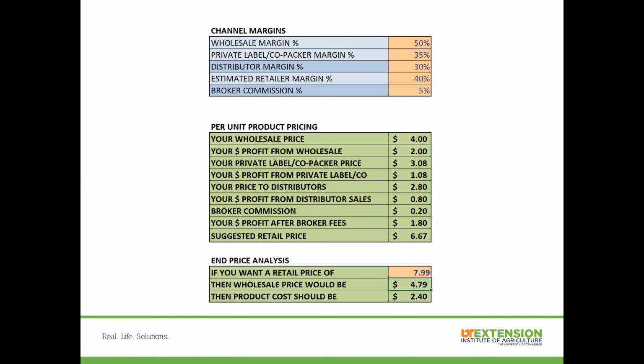Now, if we come up with too high of a retail price, then we realize we may need to do one of two things. We may need to look at some ways that we can bring our costs down, or we may need to make some revisions to the margins that we're shooting for. That's where we can vary those as we need to. So that is how we can utilize this section of the spreadsheet.